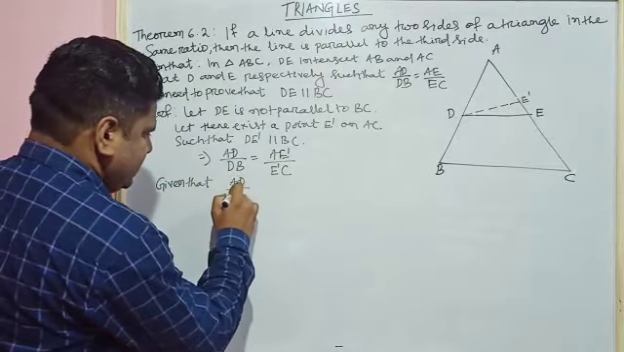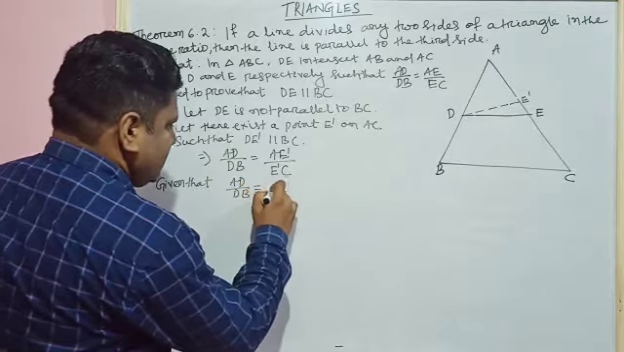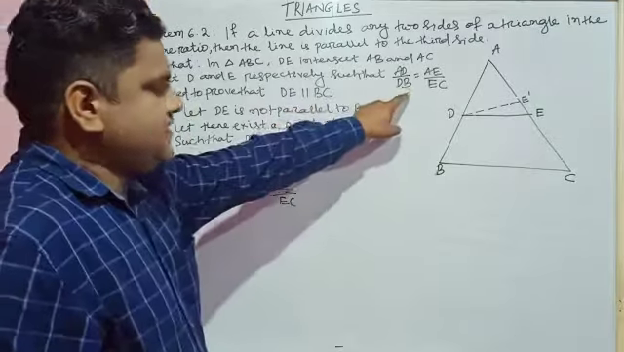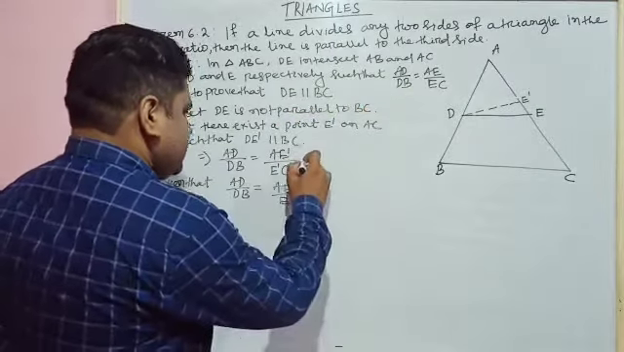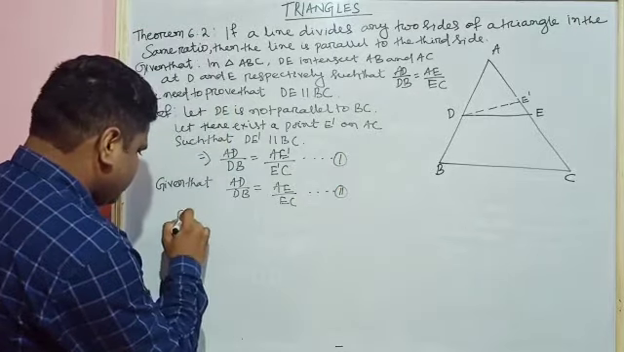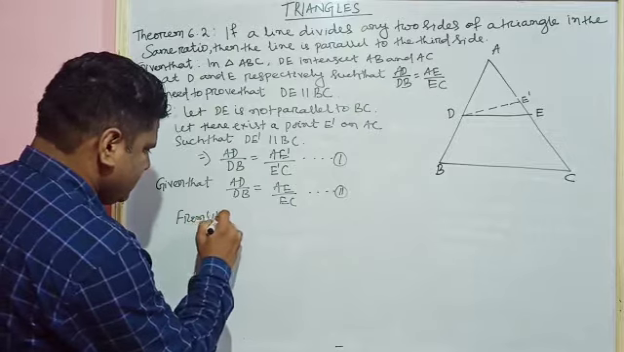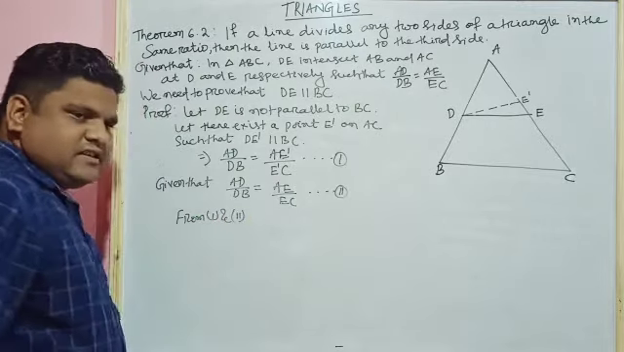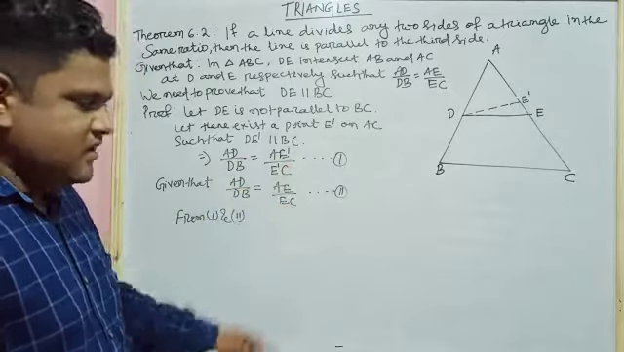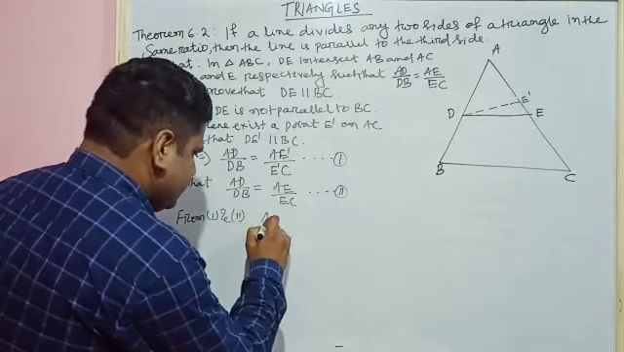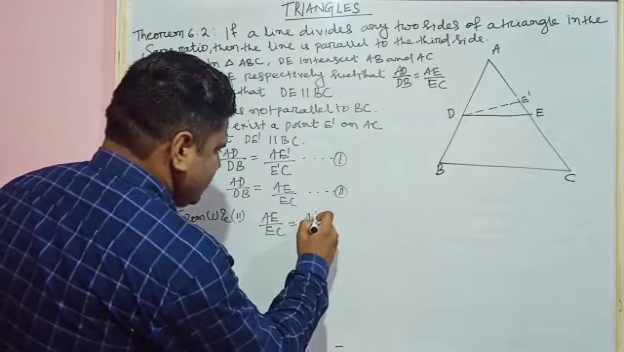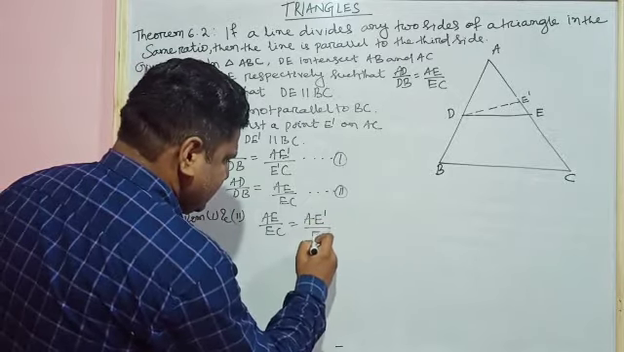And given that AD by DB is equal to AE by EC. Here this statement is given. Let it be equation 1 and let it be equation 2. So from equation 1 and 2, the LHS of both these equations are equal, so the RHS must be equal. So we can write AE by EC is equal to AE dash by E dash C.